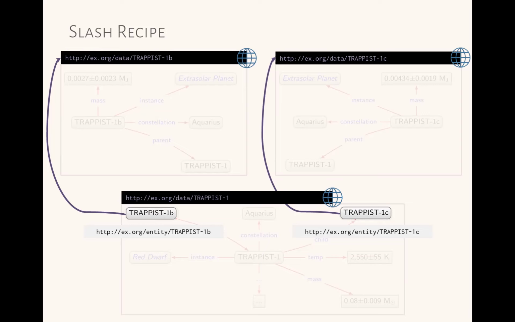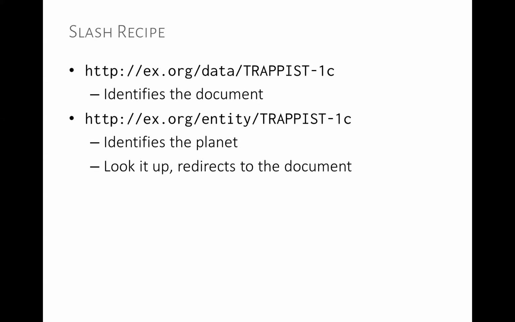What's the special redirect we use? We use something called a 303 redirect. So here we have our slash recipe, where we have the IRI that identifies the URL or IRI or URI, this is all three, that identifies the document itself, the location of the document that describes the planet. And here is the identifier for the planet. We see that this identifier can be completely different from the location of the document. It doesn't have to be a prefix like in the case of the hash recipe. So this identifies the planet, and then we look it up and it redirects to the document.